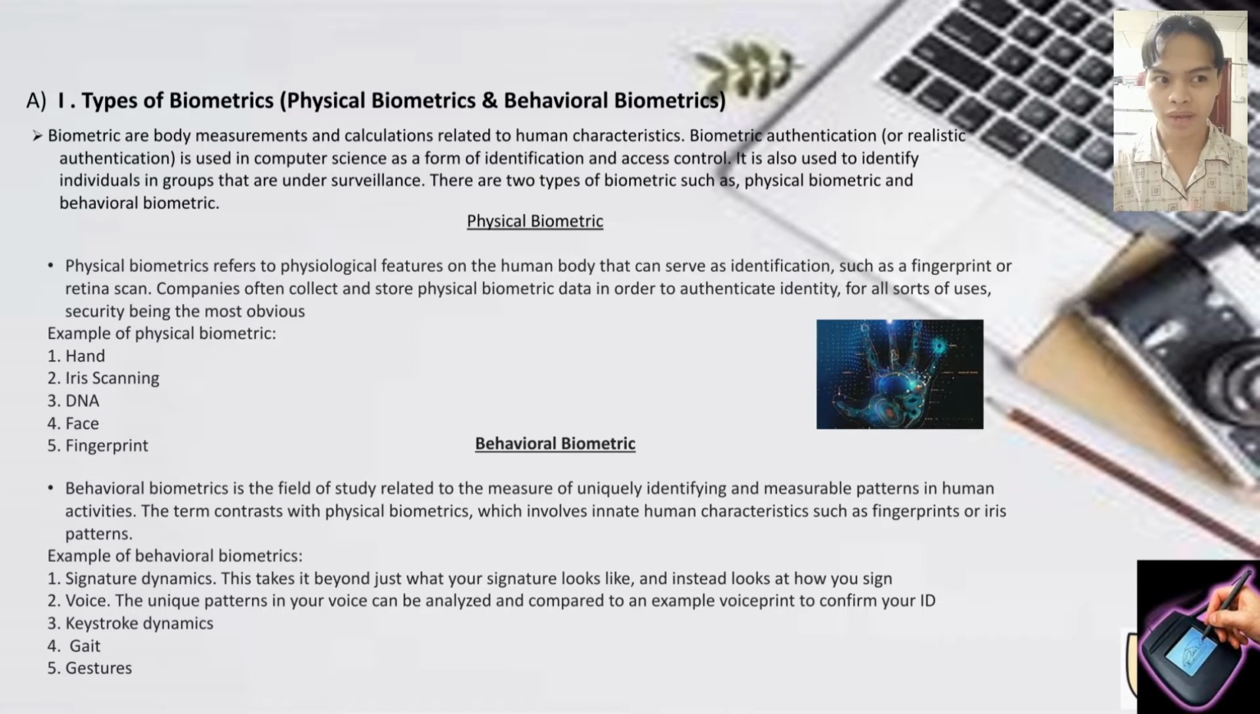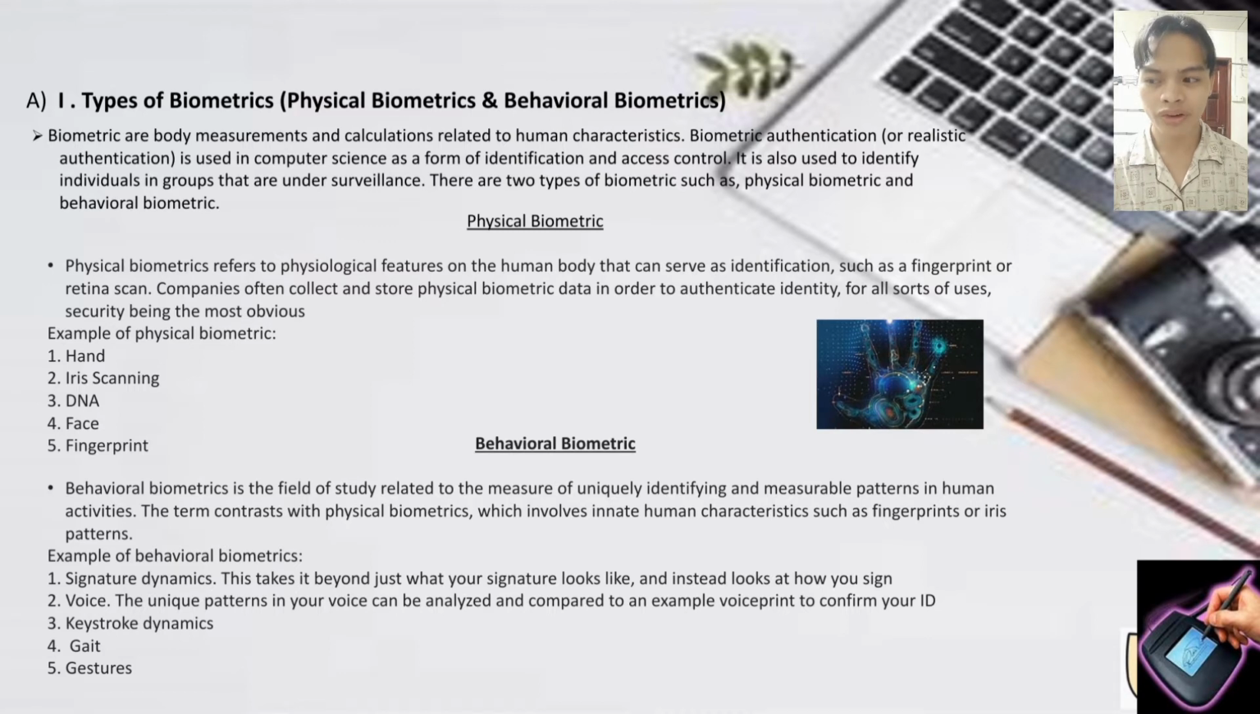About behavioral biometric. Behavioral biometrics is the field of study related to the measure of uniquely identifying and measurable patterns in human activities. The term contrasts with physical biometrics, which involves innate human characteristics such as fingerprint or iris pattern.